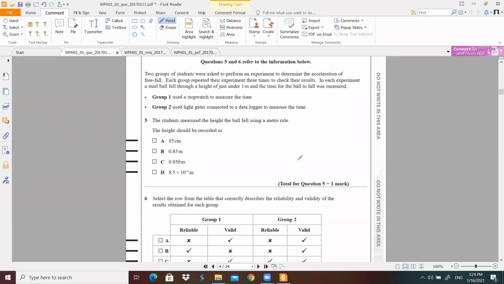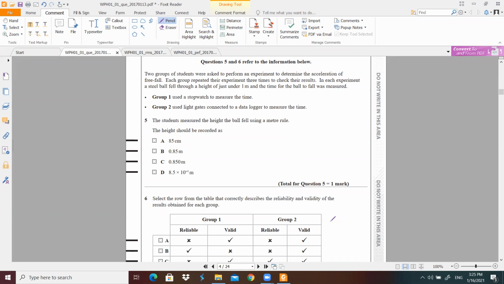Let's see for question 5 and 6. Both of these are completely related to unit 3. Two groups of students were asked to perform an experiment to determine the acceleration of free fall. Each group repeated their experiment 3 times to check their result. In each experiment, a steel ball fell through a height of just under 1 meter, and the time for the ball to fall was measured.